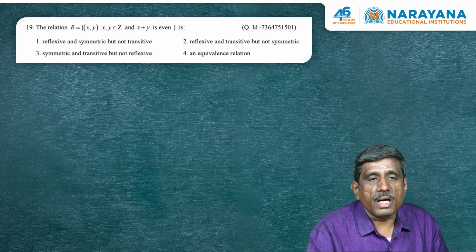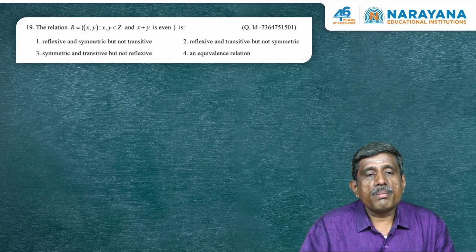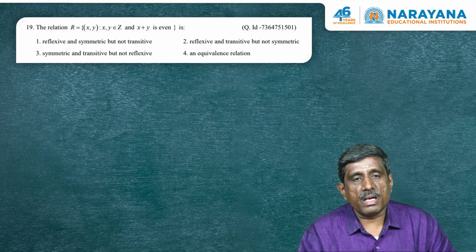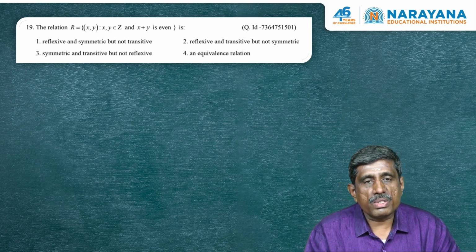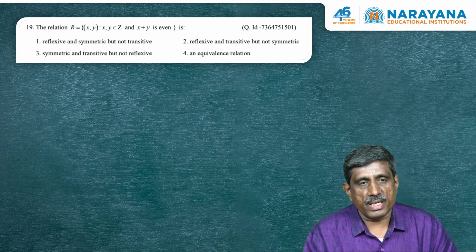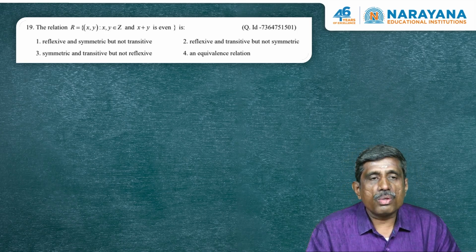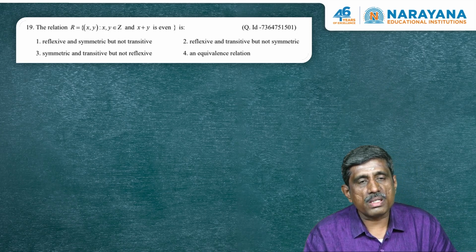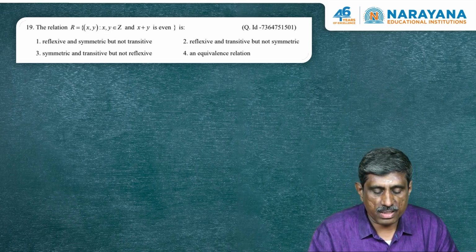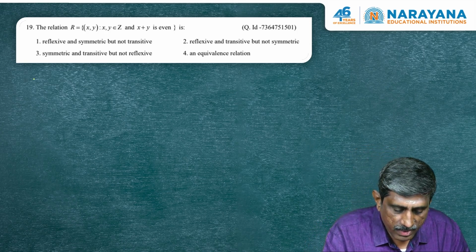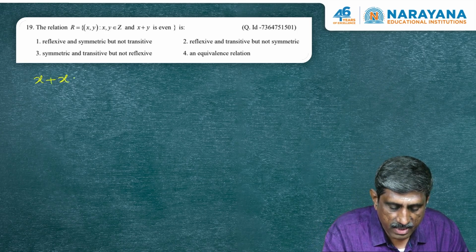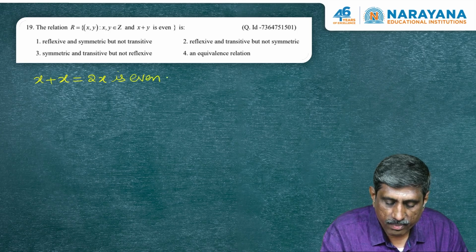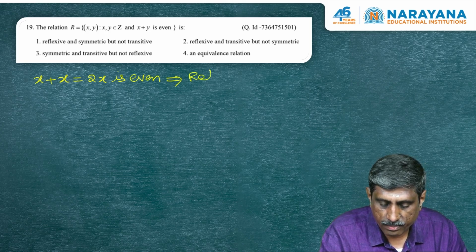The relation R, x comma y belongs to integers and x plus y is even. So, is this relation reflexive, symmetric, transitive, an equivalence relation? Carefully follow. To check whether it is an equivalence relation or not, we have to verify whether it is reflexive or not, symmetric or not, transitive or not. When x is an integer, clearly x plus x is equal to 2x, which is even. Therefore, the relation is reflexive.